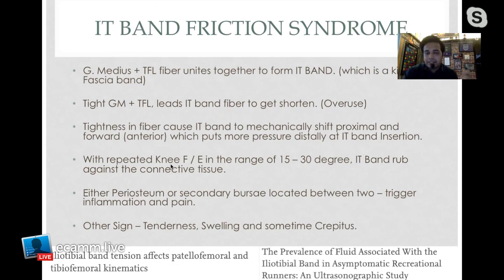So when the IT band gets tight, it rubs against connective tissue. Now this connective tissue could be the periosteum, so it will cause friction between the IT band and the femoral condyle, giving rise to disruption of the periosteum and excruciating pain in that particular localized area. Or there could be a presence of a secondary bursa between these two structures, the IT band and the femoral condyle. Earlier it was thought that the periosteum was the factor responsible for generation of pain.